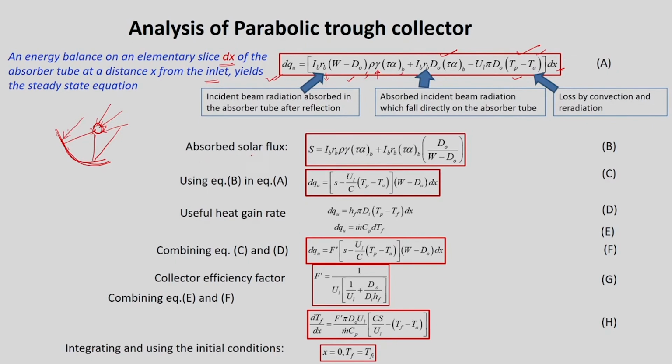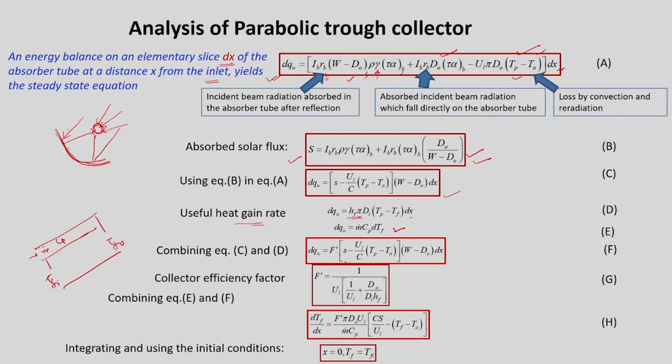So the absorbed solar flux we can write something like this. Using this equation in equation A, the equation simplifies to something like this. And we also know the heat gain rate, hf multiplied by pi di into Tp minus Tf dx, which is nothing but m Cp dT, because mass is flowing. Here m is the mass flow rate and Cp the specific heat of the thermic fluid, and we know the temperature difference between Tfi and Tfo. From that we can calculate the rate of heat transfer, m Cp dT.